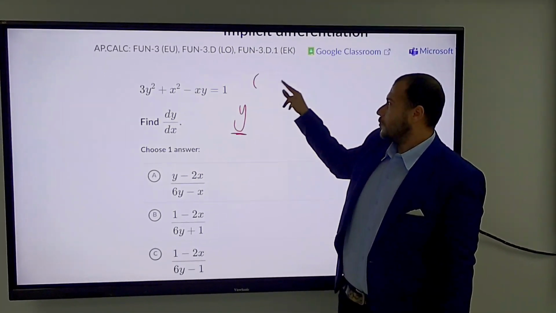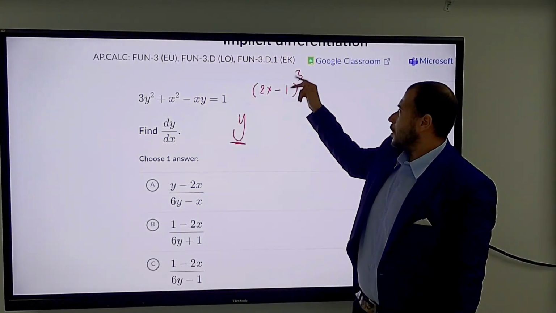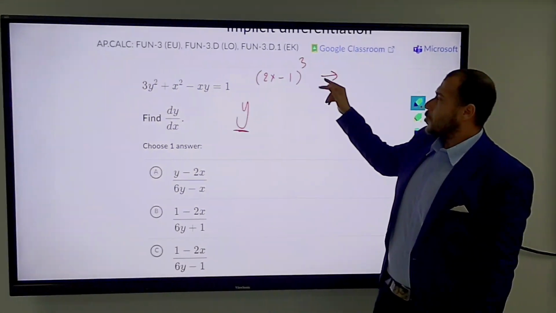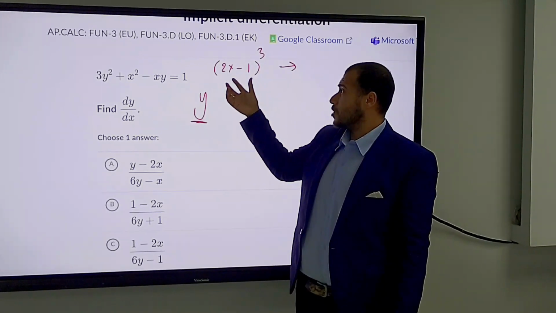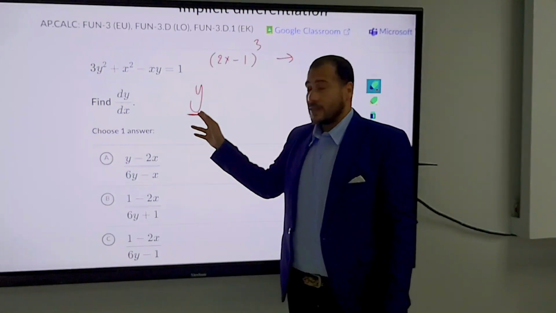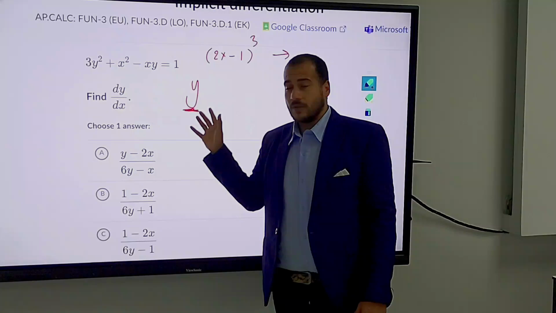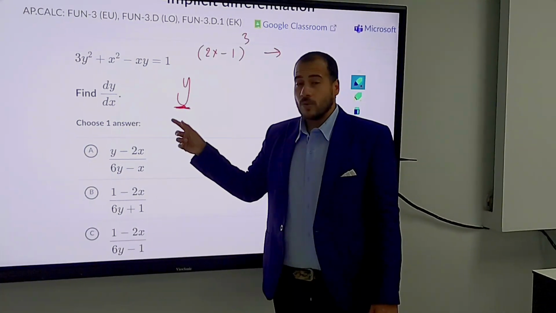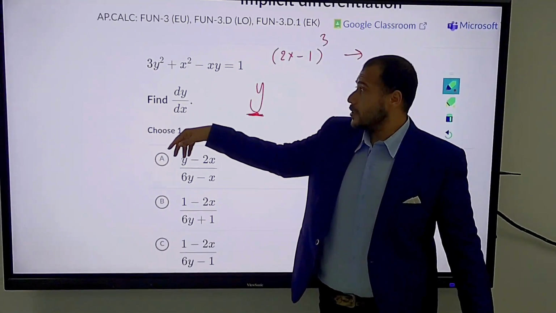You apply the chain rule with the power rule, for example, like (2x minus 1) to the power 3. You use the power rule first and then get the derivative of the expression inside the brackets. It's the same. If you have y, it's like you have another function. So after you get the derivative of the expression that includes y, you will multiply it by dy/dx. Okay, let's do it here.